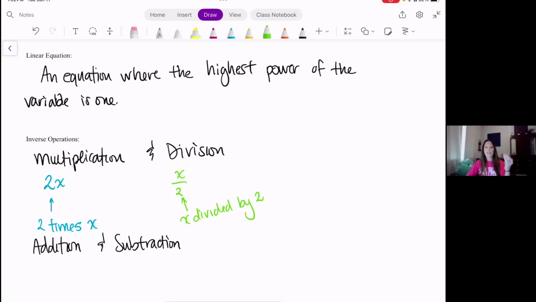For the multiplication of 2x, if I wanted to get x by itself, I would need to divide by 2. If I wanted to get the division of x over 2, if I wanted one single x, I would need to multiply by 2 to undo that.